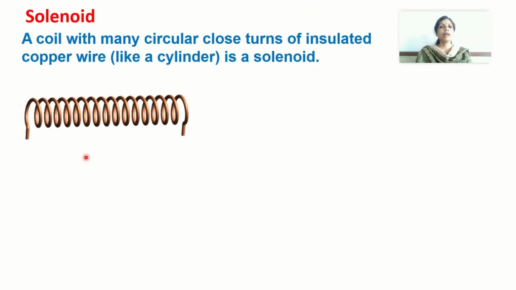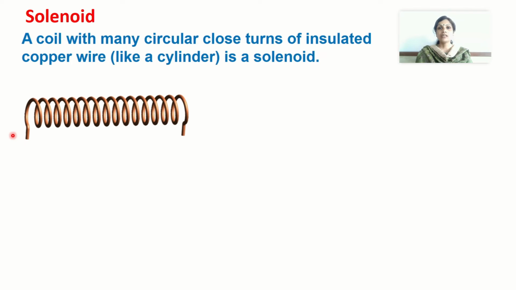What is a solenoid? A coil with many circular closed turns of insulated copper wire, which looks like a cylinder, is a solenoid. You can see it on the screen. You can see that a copper wire is coiled in the form of a cylinder, and that assembly is called a solenoid. It's easy to make a solenoid at home. You can take a pencil or a paper roll, and around it you can start winding the copper wire, then take out the paper roll or pencil, and what you get is a solenoid. So this is what a solenoid is.